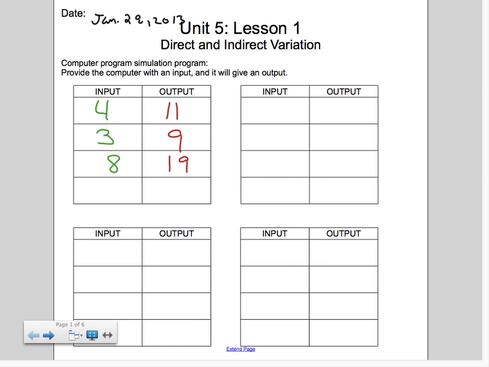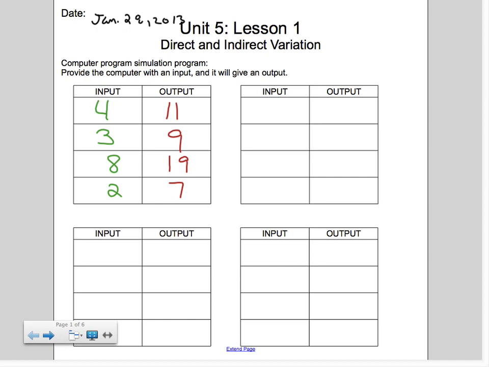Okay, one last input for this computer program. Matt. 2. The output is 7.